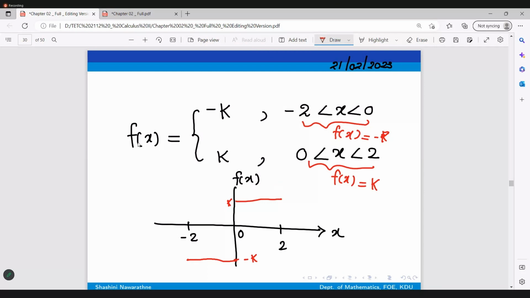But if we say this is periodic, how do we know? So we need to extend this x axis.